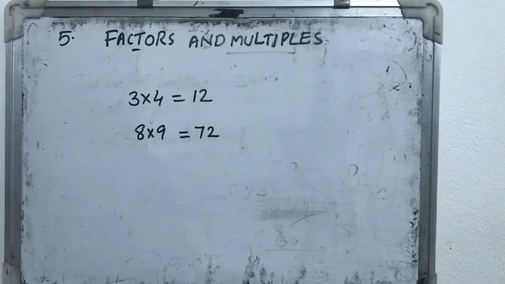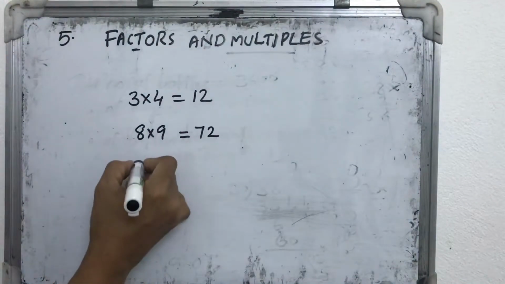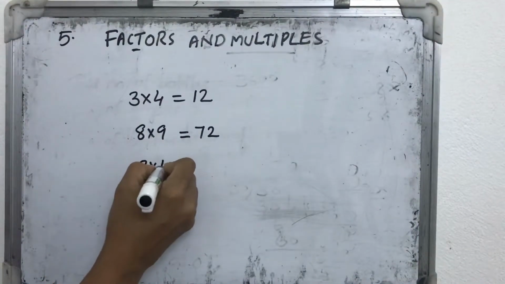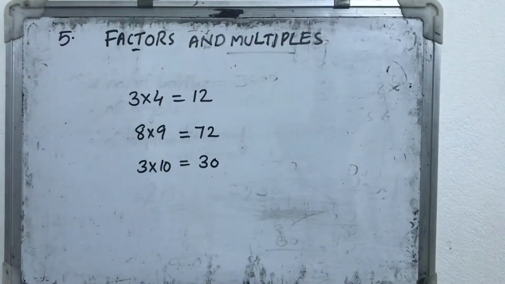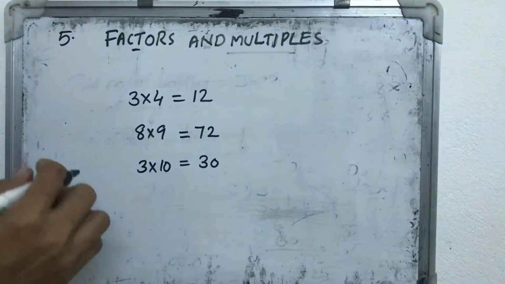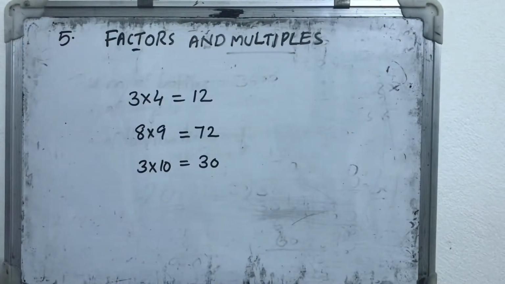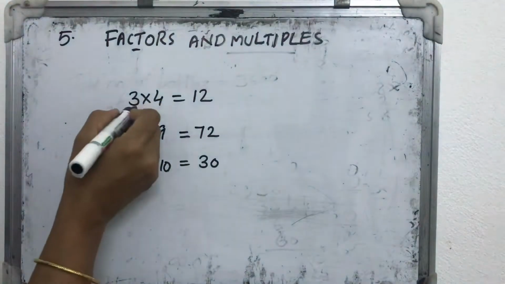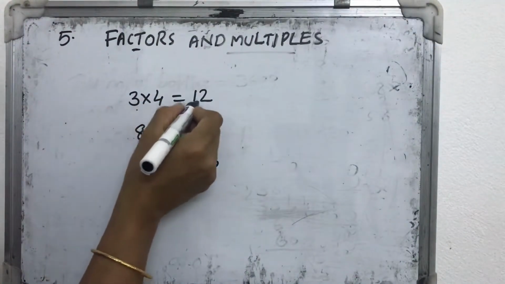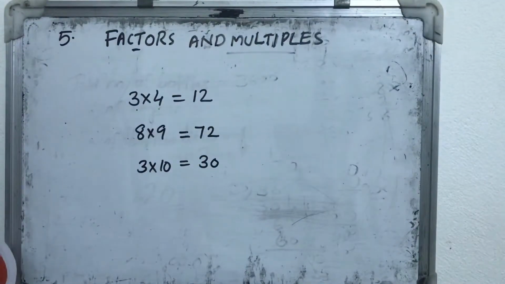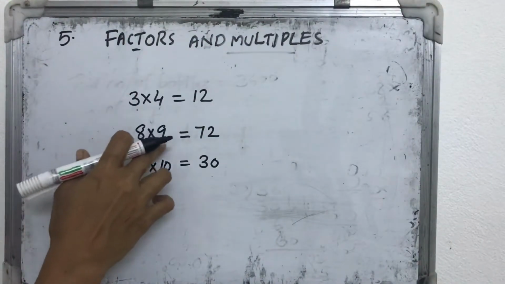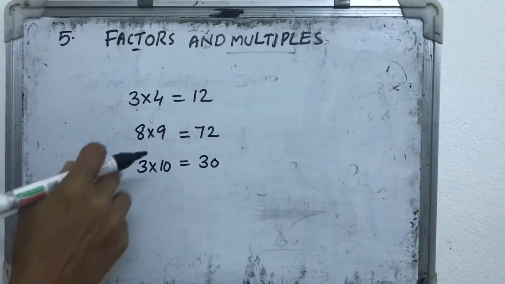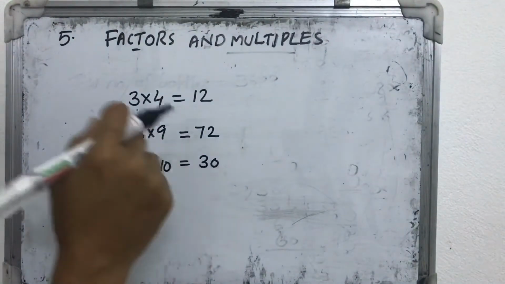So now here we are writing some multiplication facts. 3 into 10, all of us know that is 30. Now from this we will say, we already discussed the multiplication answer is called what? Product. Okay, so here the product of 3 and 4 is 12. That all of us know. Product of 8 and 9 is 72. Product of 3 and 10 is 30.